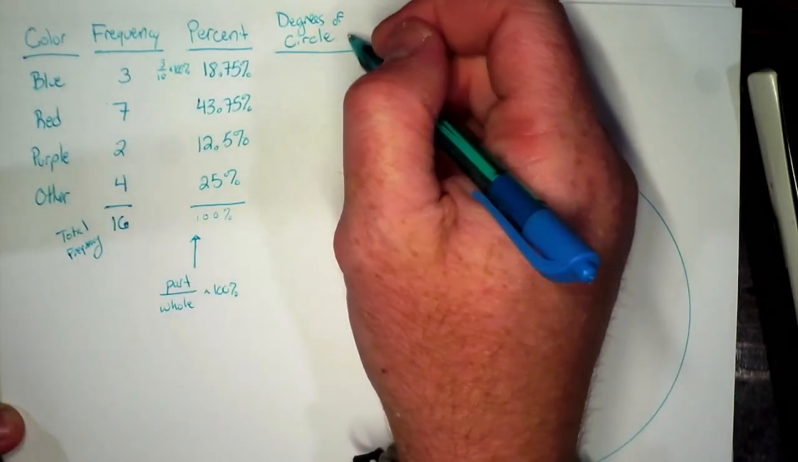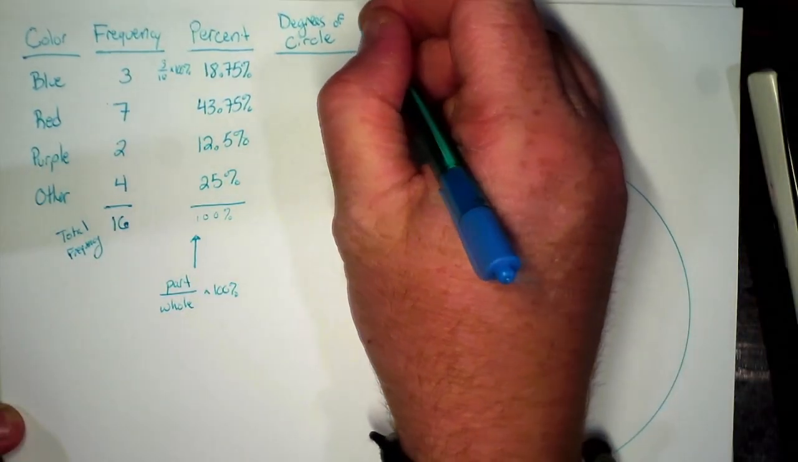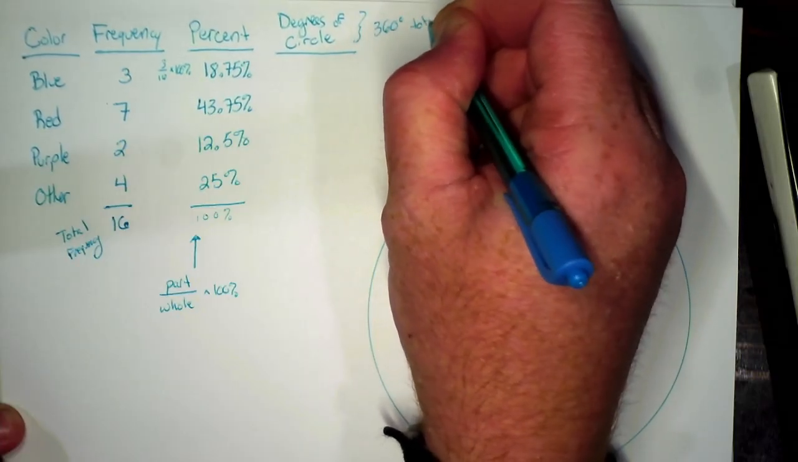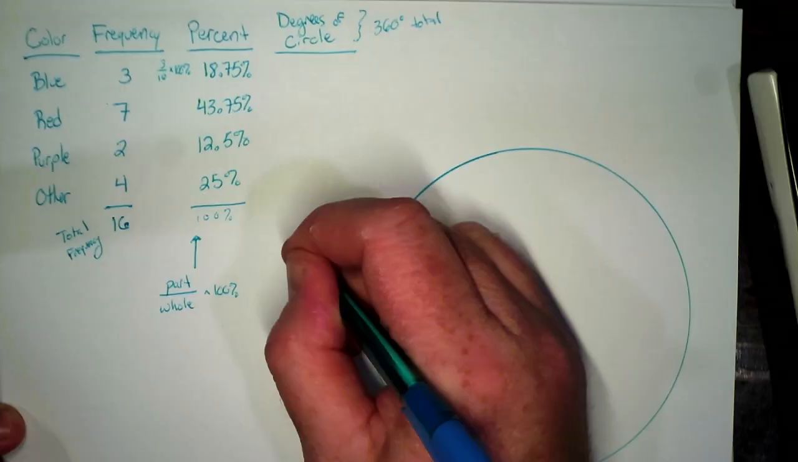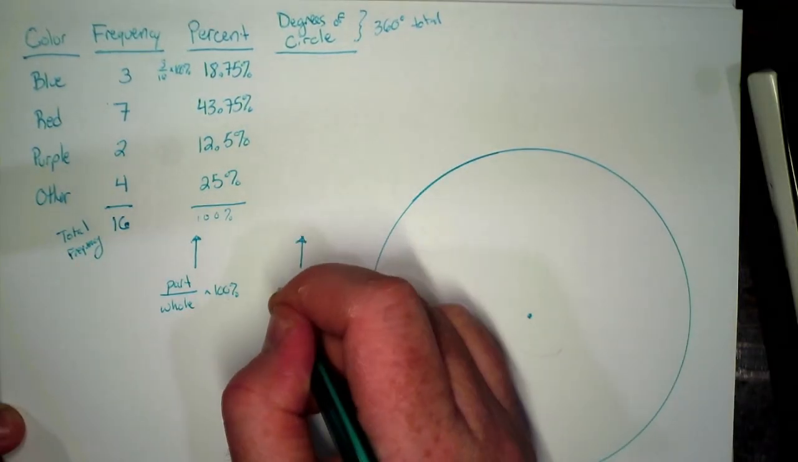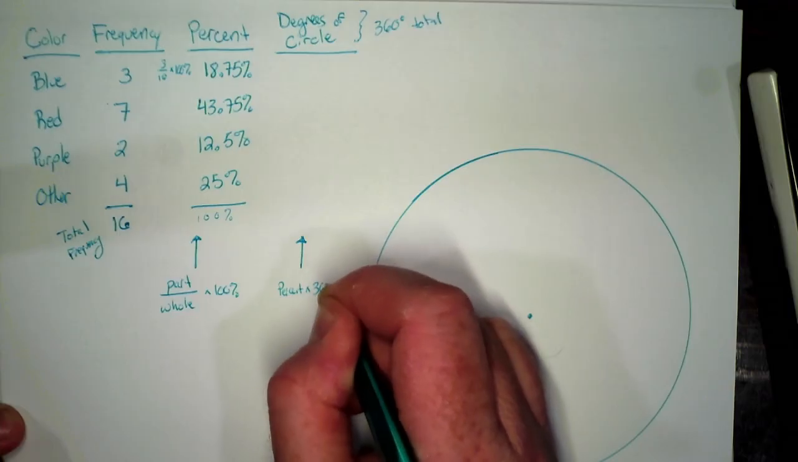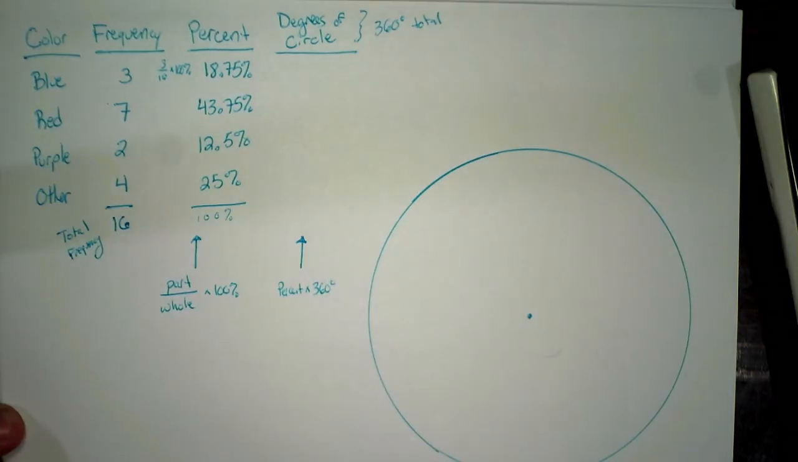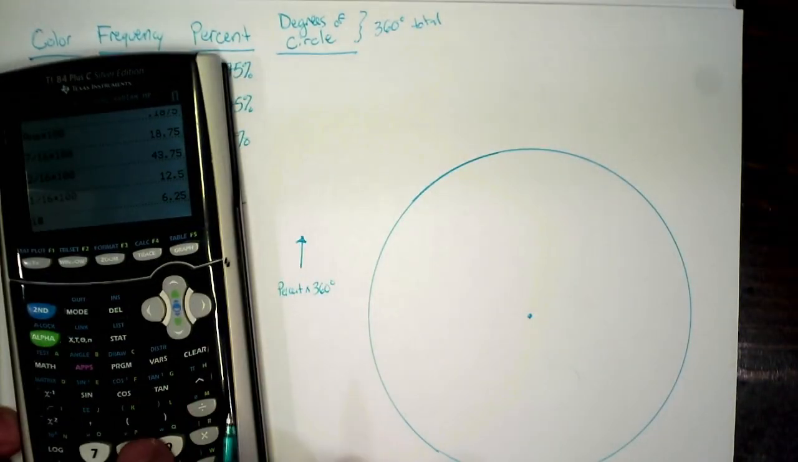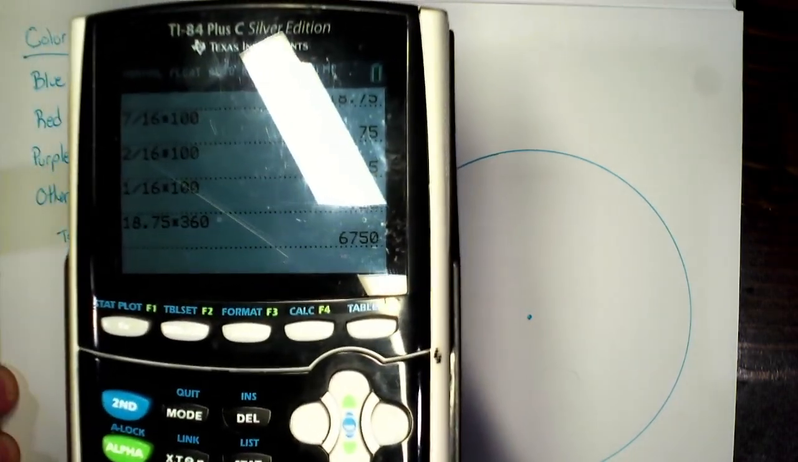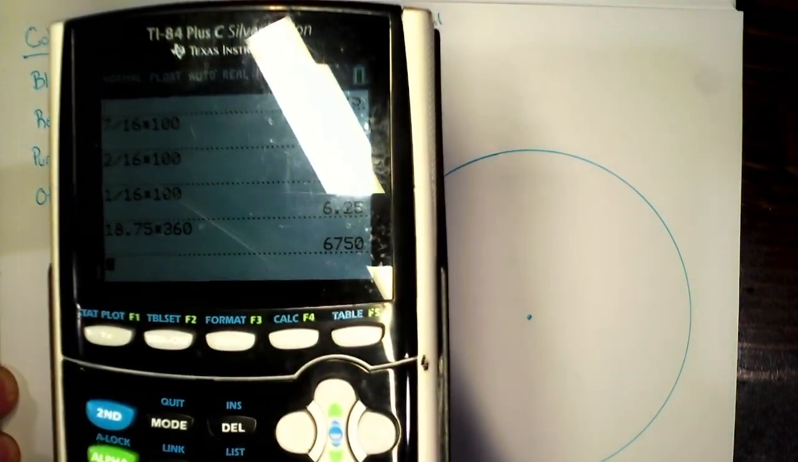Now, we have to think, how many degrees are there total in a circle? Okay, so there are 360 degrees total. And so to calculate our last column here, what we're going to do is just take the percent times 360 degrees. And that will tell us how many degrees total for each section. So again, something we should be able to do by hand, but just to spare us a little time here, we'll take 18.75 times 360.